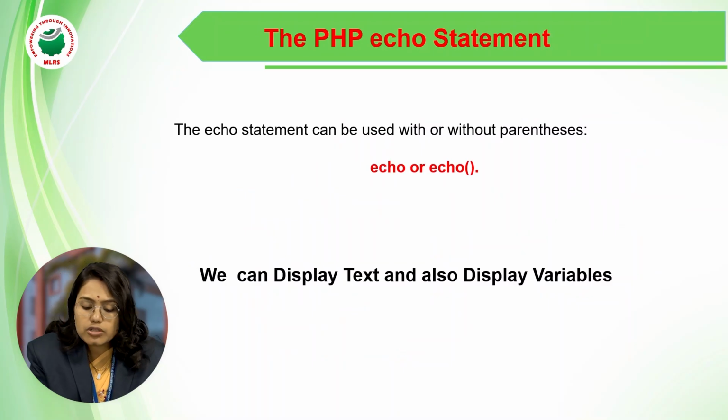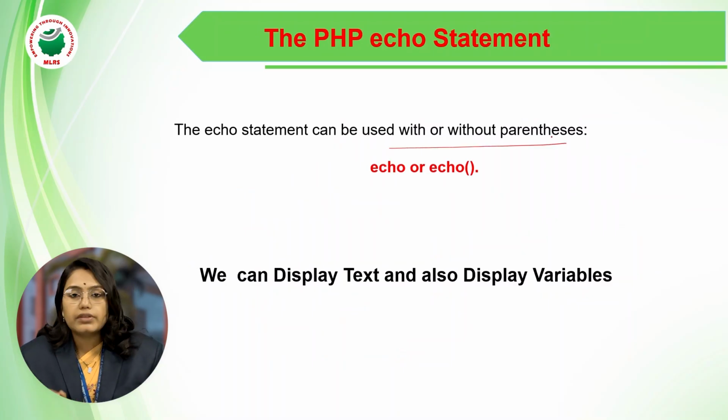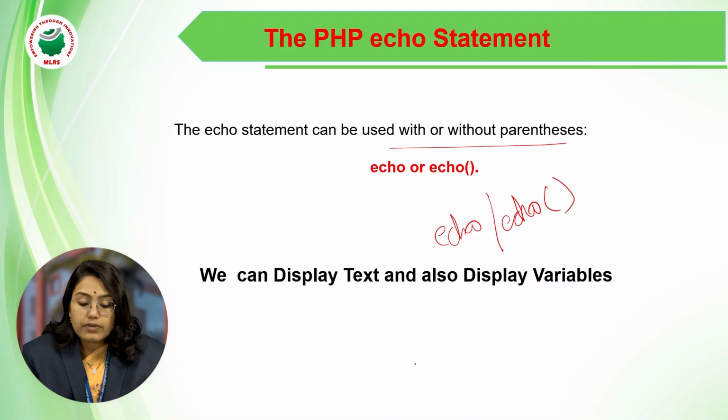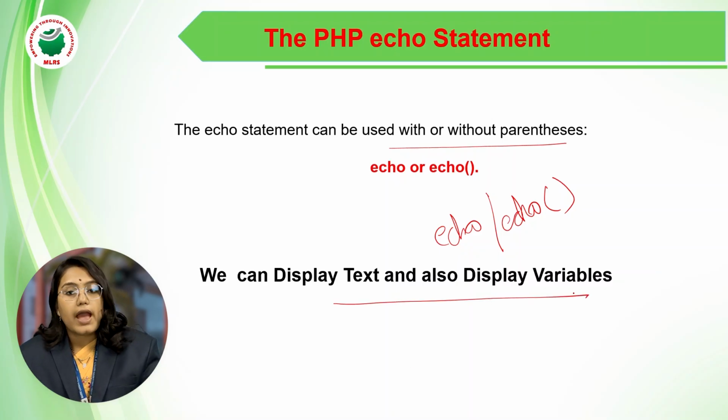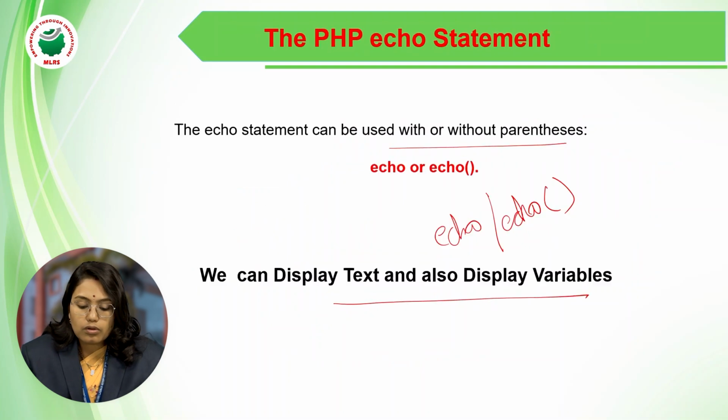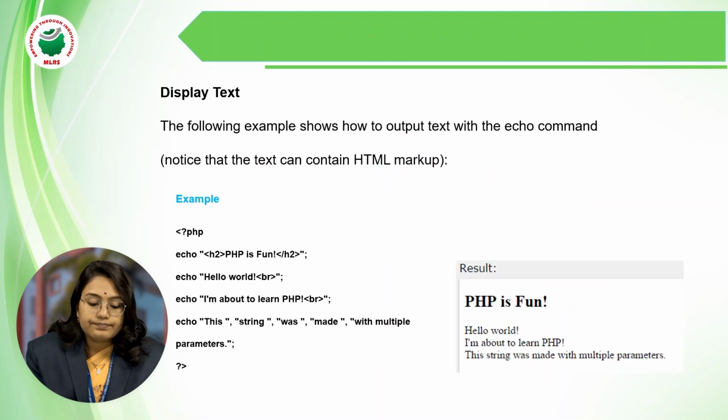Coming to here, the echo statement can be used with or without the parenthesis. That is, we can write it as echo or echo with parenthesis. We can display text and display variables also. So echo is nothing but it is used to print the statement. It has no return value, while print has a return value of 1. And echo we can use with or without parenthesis. We can display text and also variables.